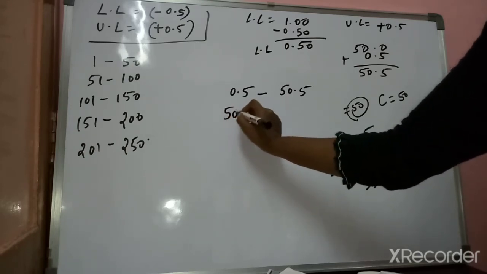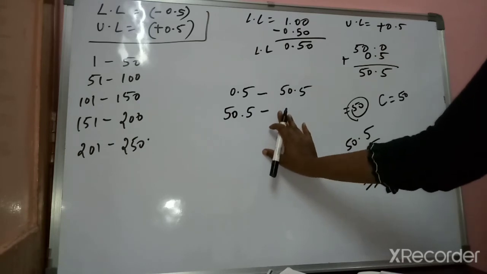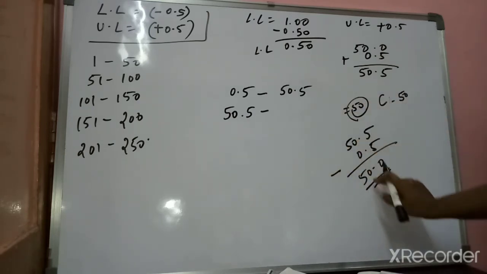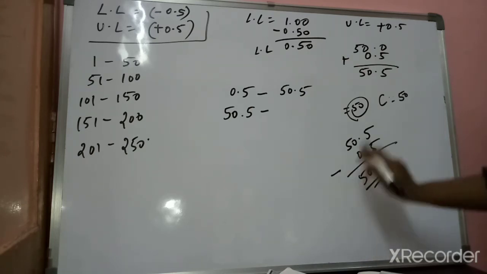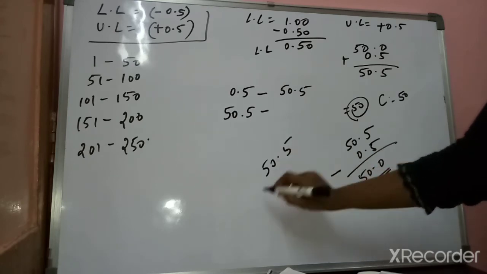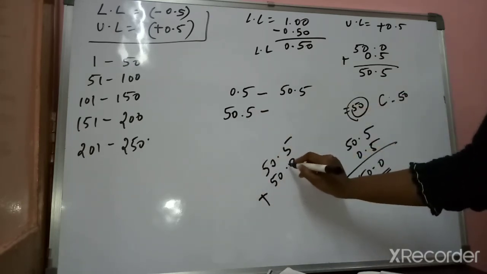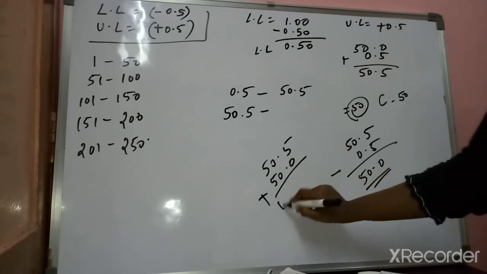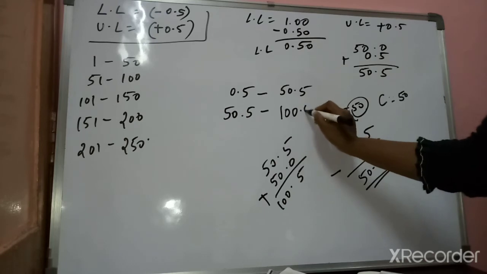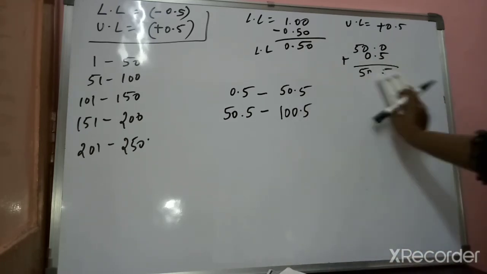So my next class would be 50.5 to, what is the class length? It is 50, so again you just add it. 50.5 plus my class length, that is 50, so it would be 100.5. Now I think it is clear to you. From this you can move forward.